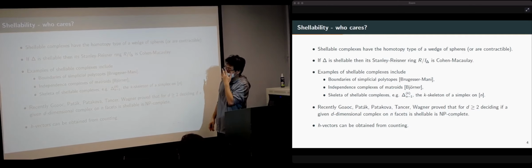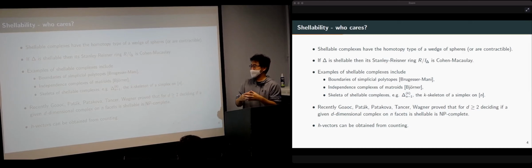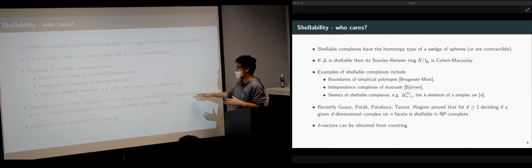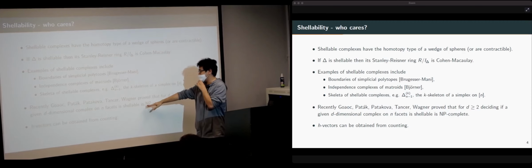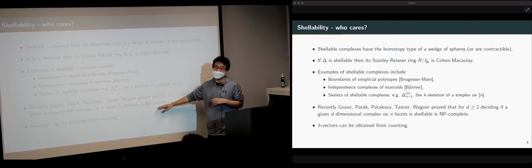And also checking whether a complex is shellable or not is a very hard problem, because it was recently shown that determining whether a complex is shellable or not is actually NP-complete.